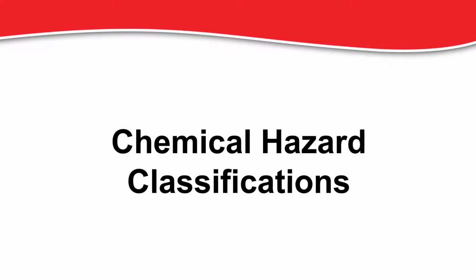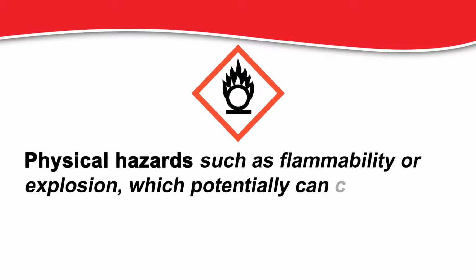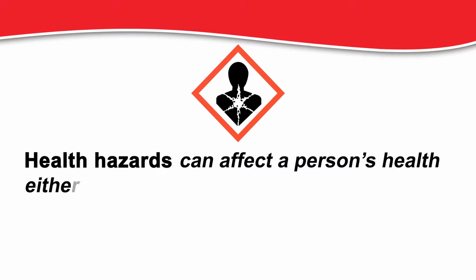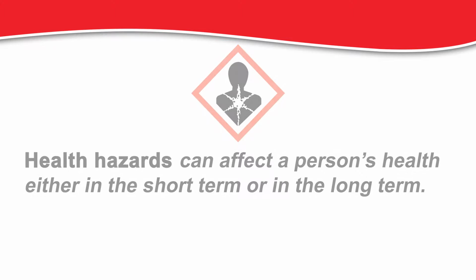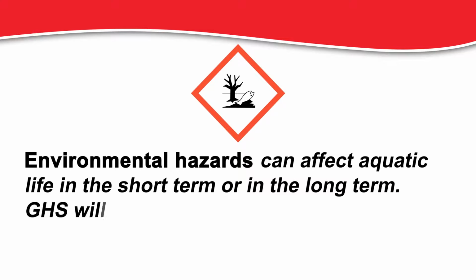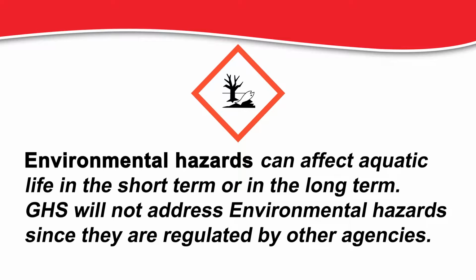Chemical hazard classifications. Physical hazards such as flammability or explosion, which potentially can cause serious accidents and injuries. Health hazards can affect a person's health either in the short term or in the long term. Environmental hazards can affect aquatic life in the short term or in the long term. GHS will not address environmental hazards since they are regulated by other agencies.